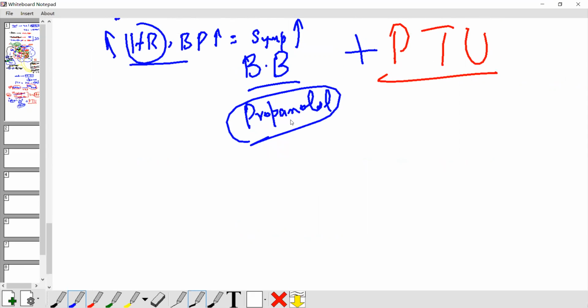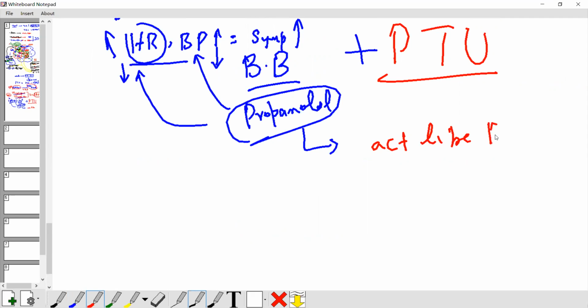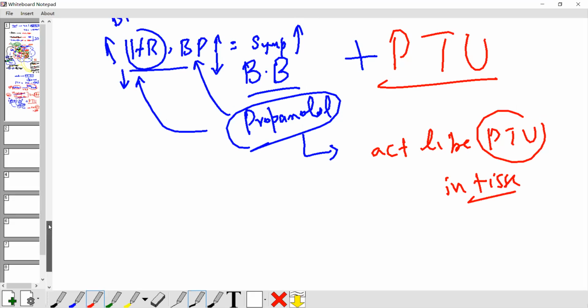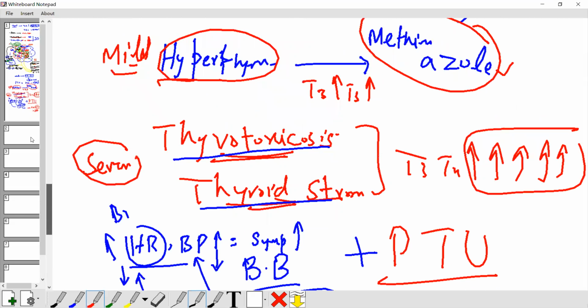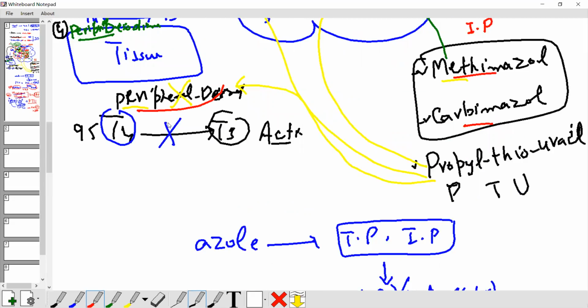Because propanolol is not just a beta blocker. It helps decrease the heart rate, decrease the blood pressure, and control the sympathetic system. Okay, we know these are the beta blocker effects. The extra benefit, I just write in one sentence: it acts like PTU. What's the meaning of acting like PTU? It acts like PTU in tissue. It also does not allow this conversion.